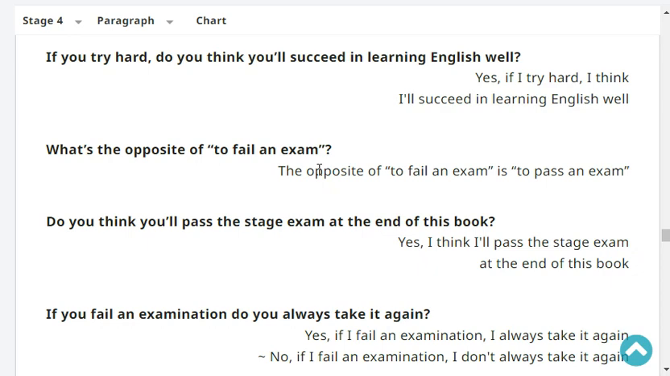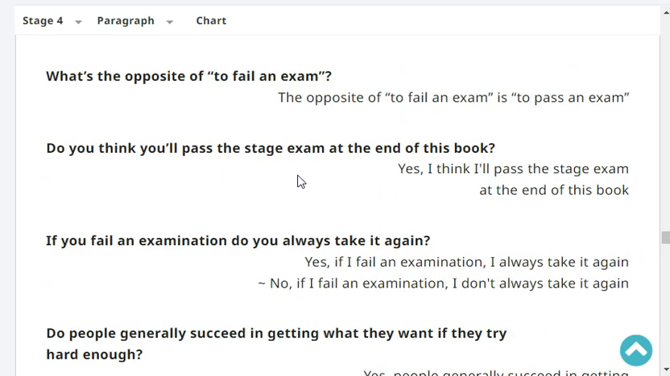Do you think you'll pass the stage exam at the end of this book? Yes, I think I'll pass the stage exam at the end of this book. Very good. If you fail an examination, do you always take it again?